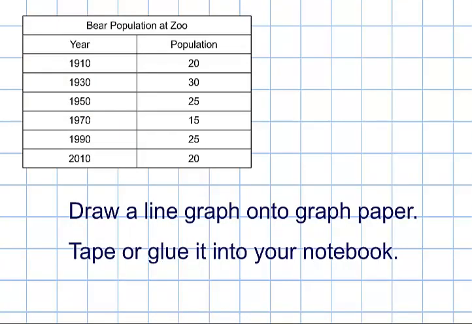Here's some information for you to make your own line graph. The bear population at the zoo. Follow the 5 steps, make sure you have labels, and then tape or glue it into your notebook. Bring it back to class. Good luck!